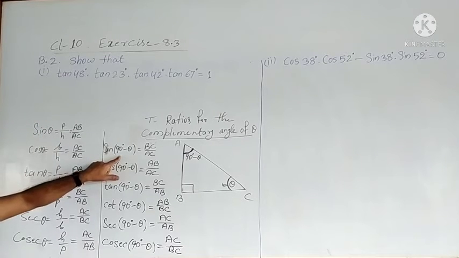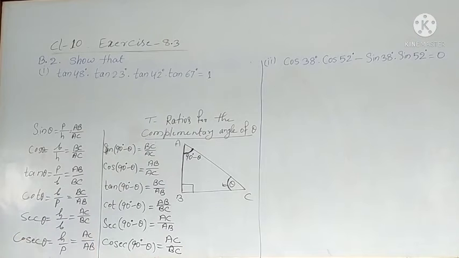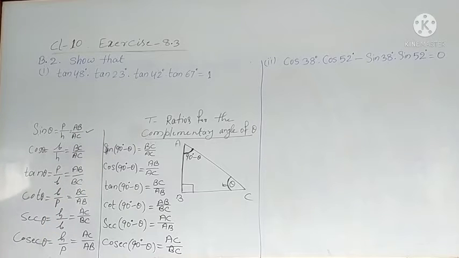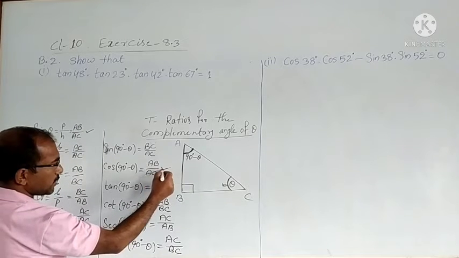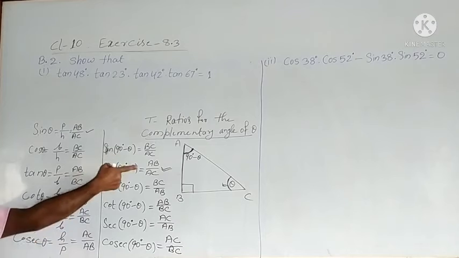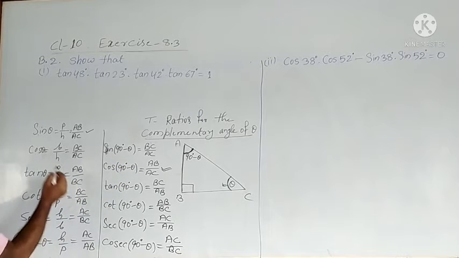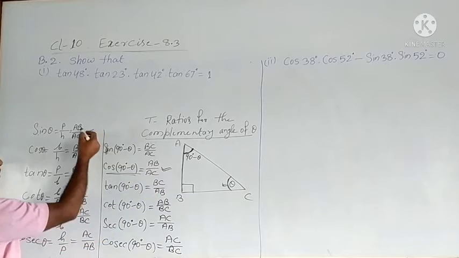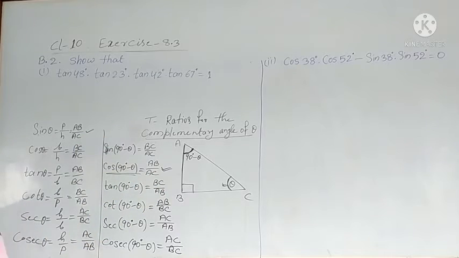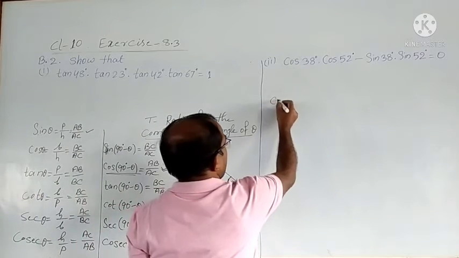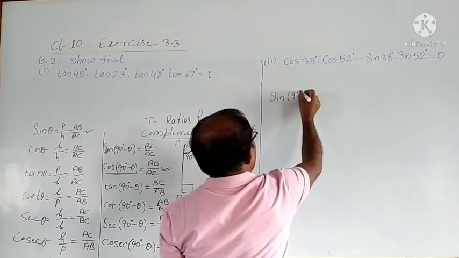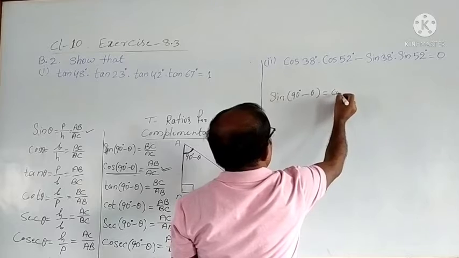Now these are the 6 trigonometric ratios for the acute angle theta and the same ratios for the complementary angle of theta. Which of them are equal? Let us see. We find sine theta is AB by AC, and cos 90 minus theta is AB by AC. We have worked in the same right triangle, but we see sine theta is equal to cos 90 minus theta. We need to remember this: sine 90 degrees minus theta is equal to cos theta.